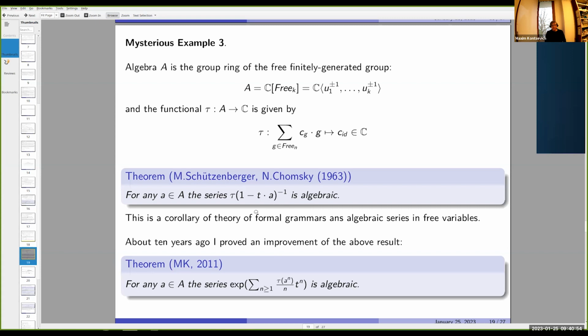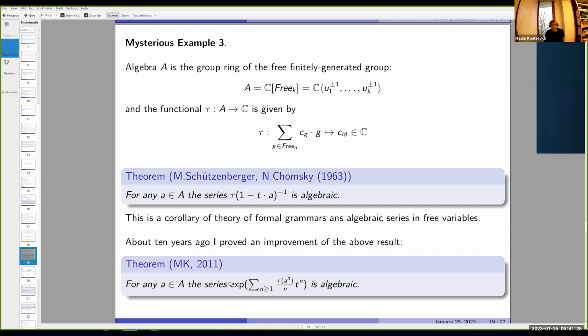About 10 years ago, I proved a certain improvement of this result of Chomsky, which is the following. You take a different gadget: take the exponent of the sum over n greater than one of the trace applied to A to the power n, divided by n, and multiplied by z to the power n. So the whole series is again algebraic. It implies the previous result, because if you take the derivative of the logarithm of this, you get the previous series.